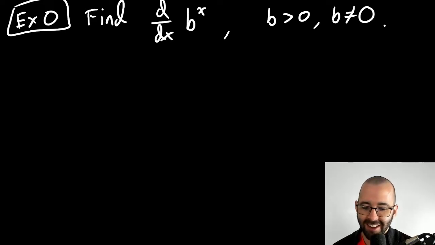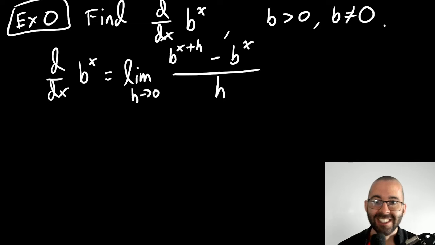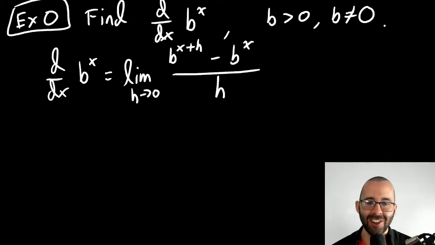This little guy, the derivative of b to the x is the limit as h goes to 0 of this function evaluated at x plus h minus this function evaluated at x. Is the definition of the derivative, the limit definition of the derivative. You thought you were done with limits? You were wrong. And it's not going to be that bad here.